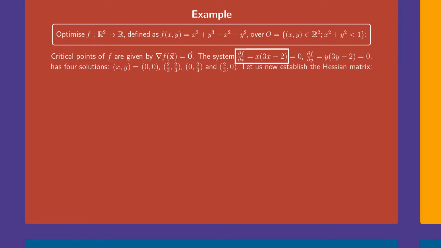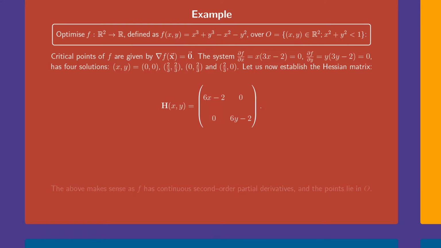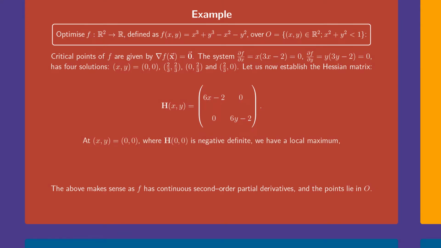Differentiating the highlighted partial derivative according to x gives us 6x minus 2. Since there is no y, differentiating it according to y gives us 0. Differentiating the other partial derivative according to x gives us again 0, there is no x. But differentiating it according to y gives us 6y minus 2. Now we substitute our 4 critical points in place of x and y in this matrix. For (0, 0), we obtain a negative definite matrix. At (0, 0) there is a local maximum.